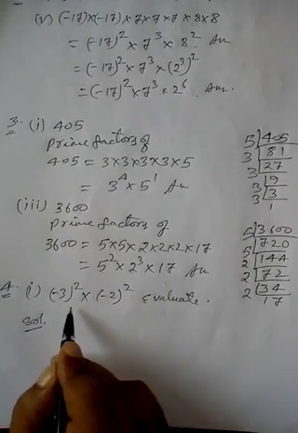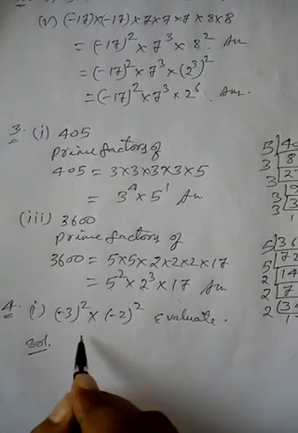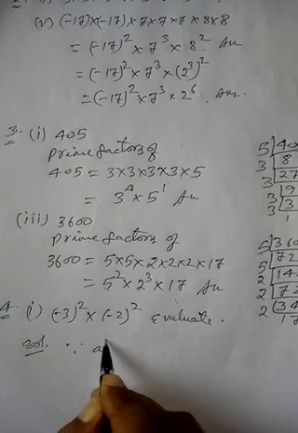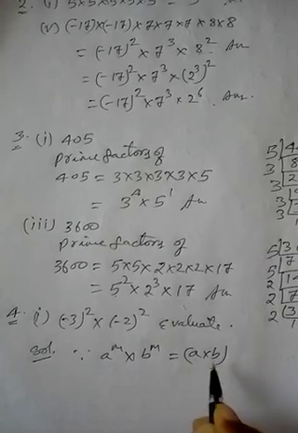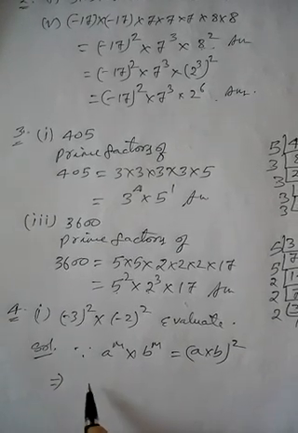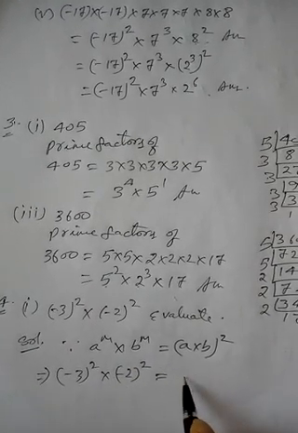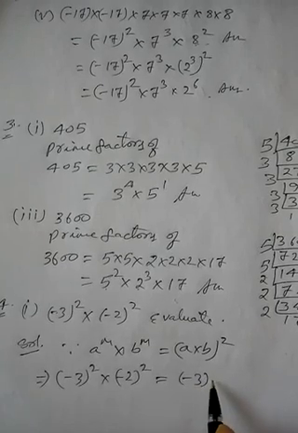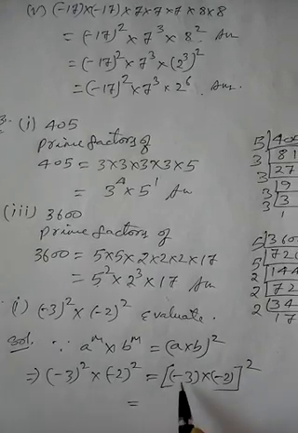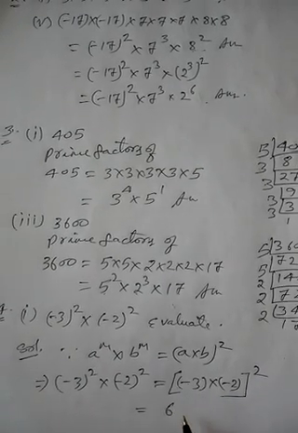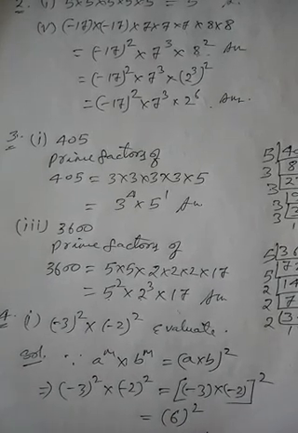We know that when the exponents are the same but the bases are different, a raised to the power m into b raised to the power m is equal to a into b, whole raised to the power m. This implies minus 3 raised to the power 2 into minus 2 raised to the power 2 is equal to minus 3 into minus 2, whole raised to the power 2. That is, minus into minus is plus, 3 2s are 6, raised to the power 2. And 6 6s are 36 is your answer.